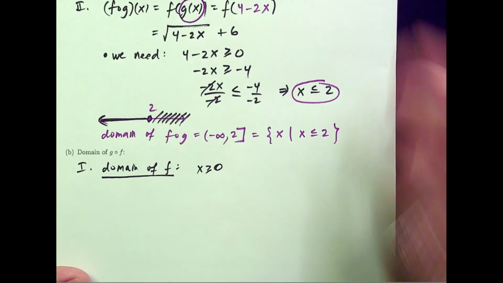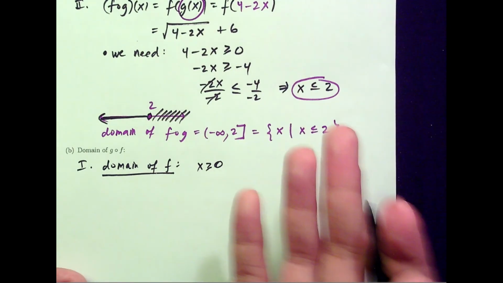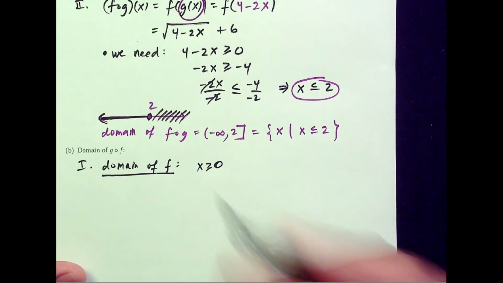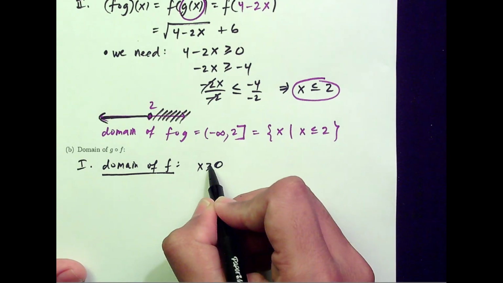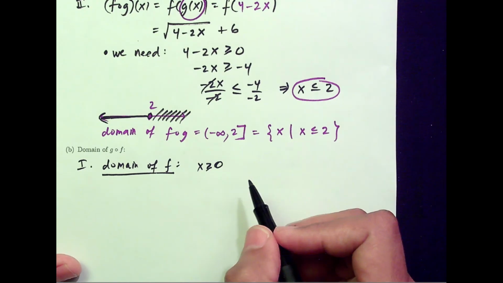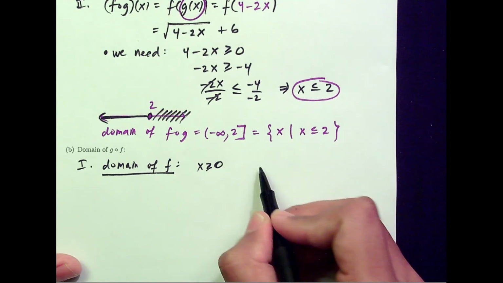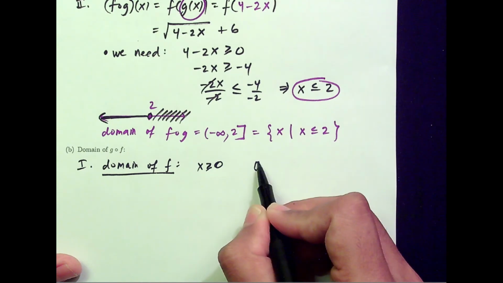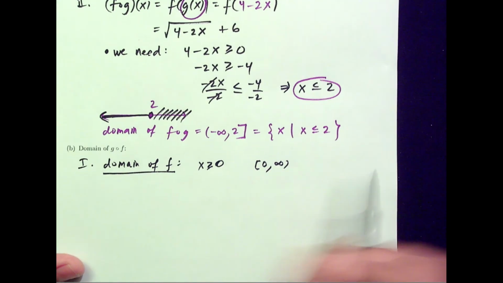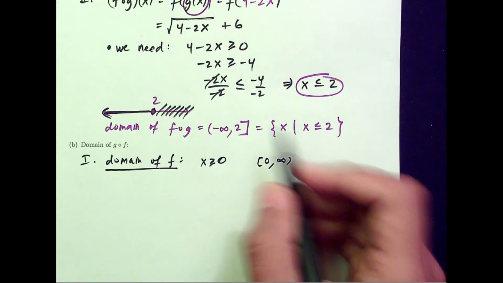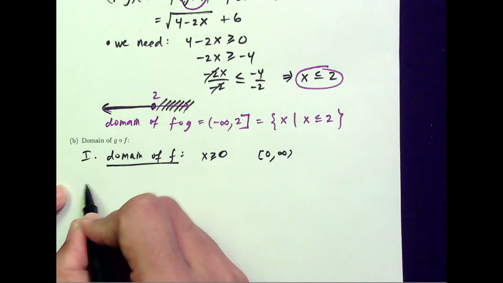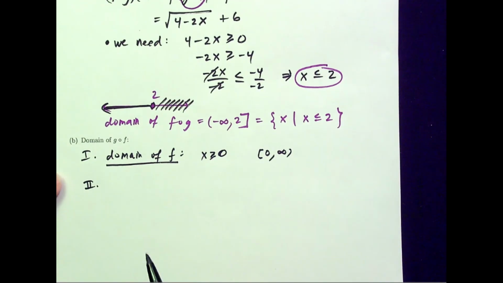Okay, so that is the domain expressed in inequality notation. In interval notation, which we don't really need, it would be bracket 0 to infinity. Okay. All right. Now let's do the second one.